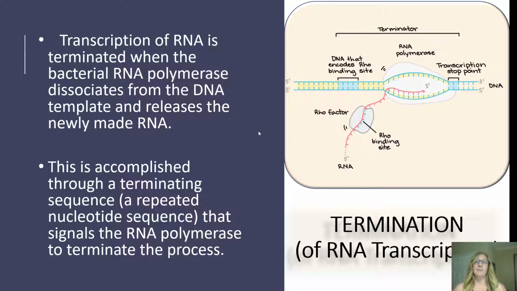Transcription of RNA then has to be terminated once everything is done. So once you have your RNA, the transcription will be terminated. During this process, the RNA polymerase will dissociate from the DNA template, and the newly made RNA will be released. This is accomplished through a terminating sequence, which is a repeated nucleotide sequence. This sequence is going to signal to the RNA polymerase to terminate the process.